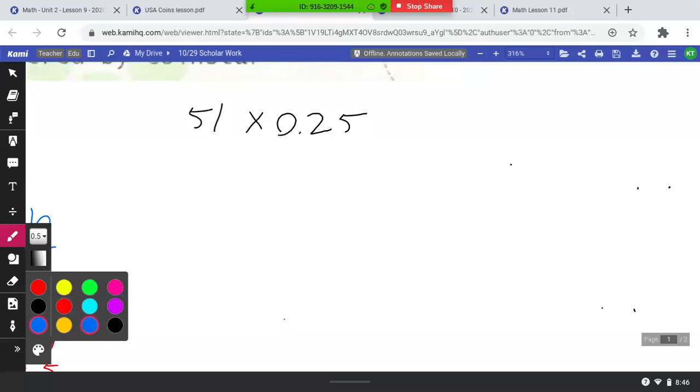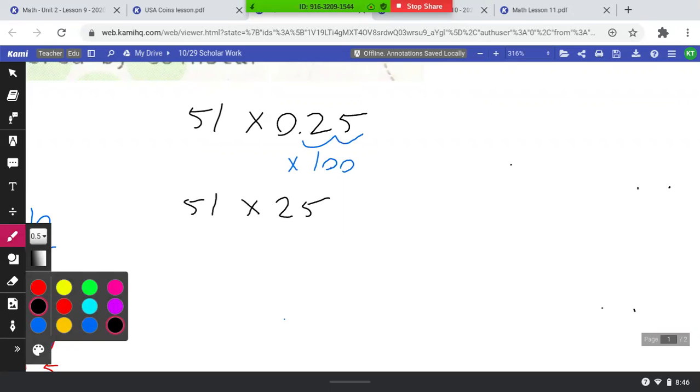So I need to move that decimal to make 25 hundredths into 25. So that's going to be 1, 2. I'm going to multiply that by 2 place values. I need to increase that by 2 place values, which would be multiplying by 100. So now I have 51 times 25.